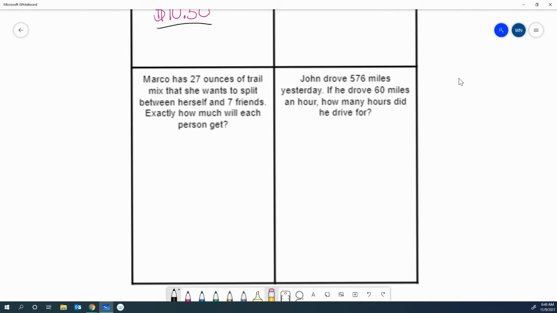I'm going to have you try this one. It can be a little bit tricky, so I'm going to read it to you. Marco has 27 ounces of trail mix that she wants to split evenly between herself.